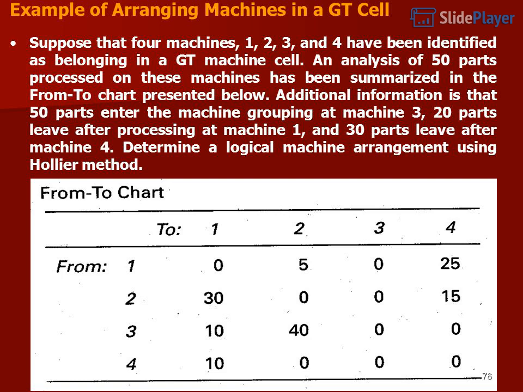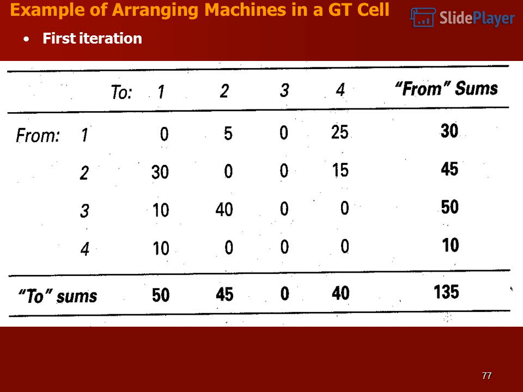Suppose that 4 machines, 1, 2, 3, and 4 have been identified as belonging in a GT machine cell. An analysis of 50 parts processed on these machines has been summarized in the from-to chart presented below. Additional information is that 50 parts enter the machine grouping at machine 3, 20 parts leave after processing at machine 1, and 30 parts leave after machine 4. Determine a logical machine arrangement using the Hollier method.